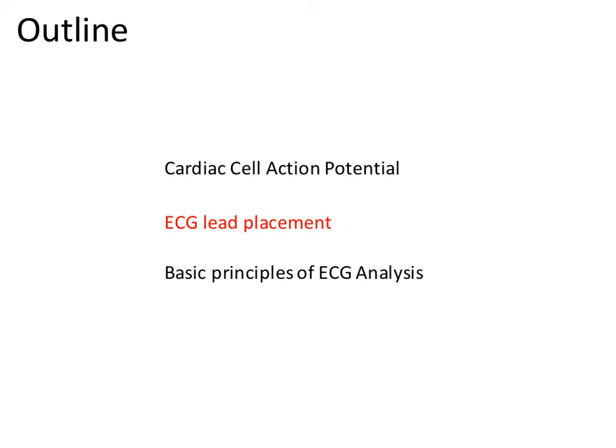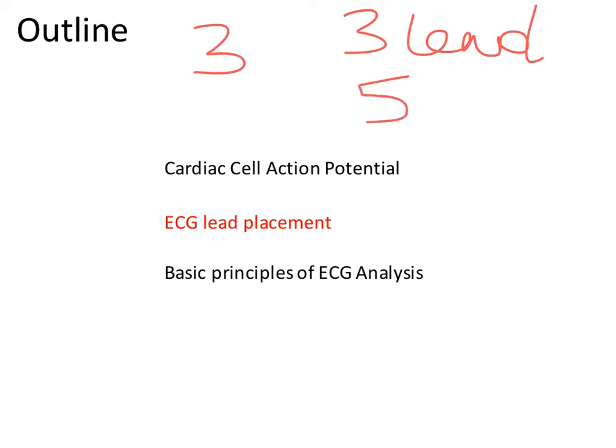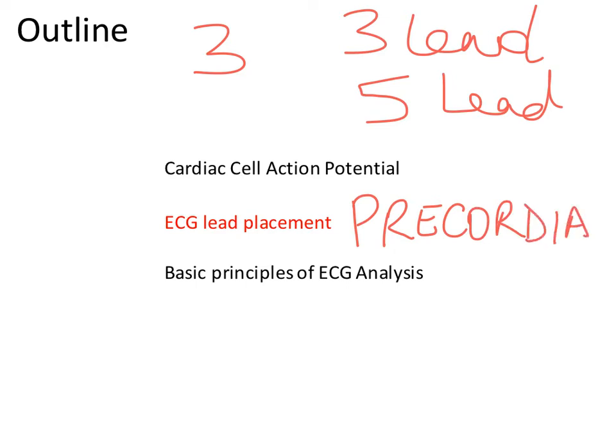When we think about ECG lead placement, we like to divide it into three different categories. The first one is 3-lead EKG or ECG, depending on how you like to say it. The second one is augmented limb leads, or another way we refer to it is 5-lead ECG. And the third is what we call precordial leads. So I will go over each of these lead placements with you.